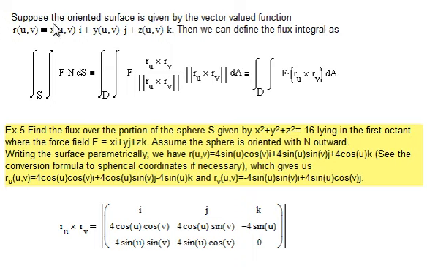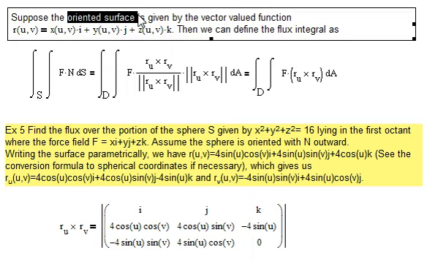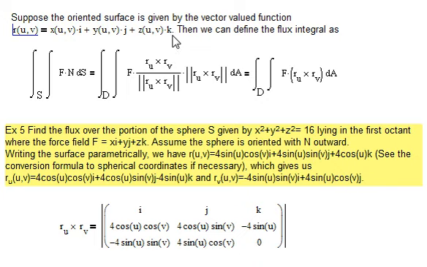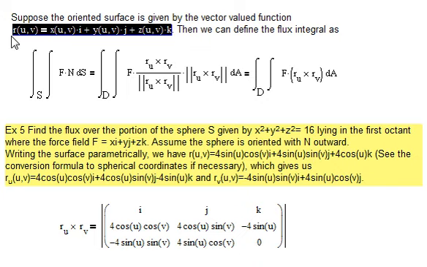Well, suppose we have an oriented surface given by a vector valued function, and the vector valued function is given as a parametric surface of two variables, r of u,v equals x of u,v i plus y of u,v j plus z of u,v k.